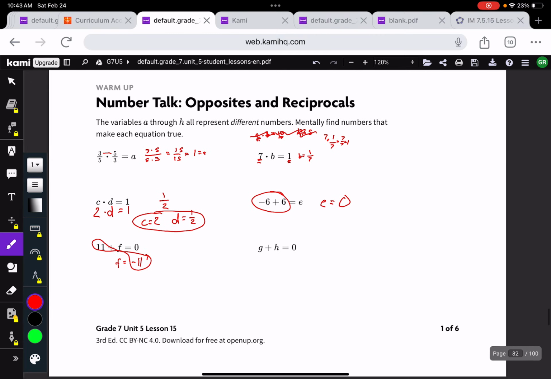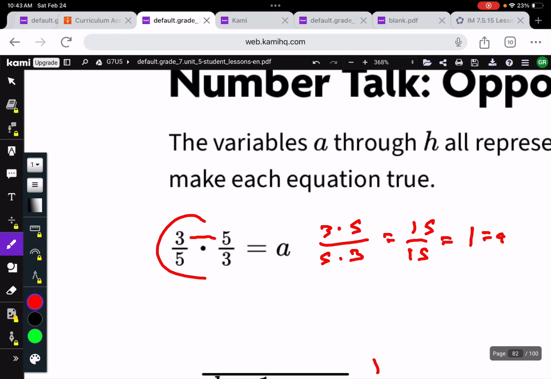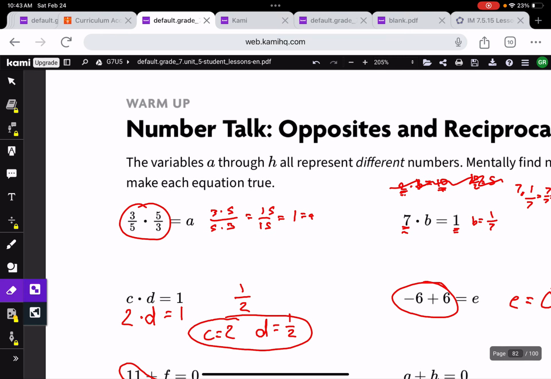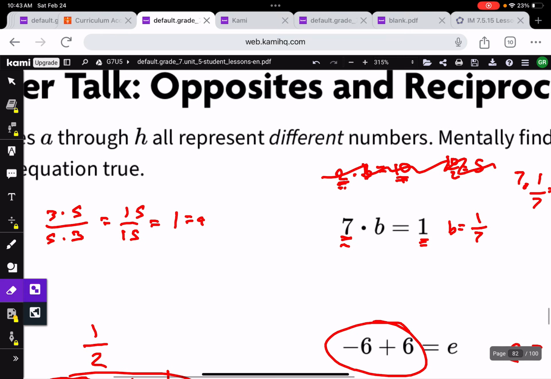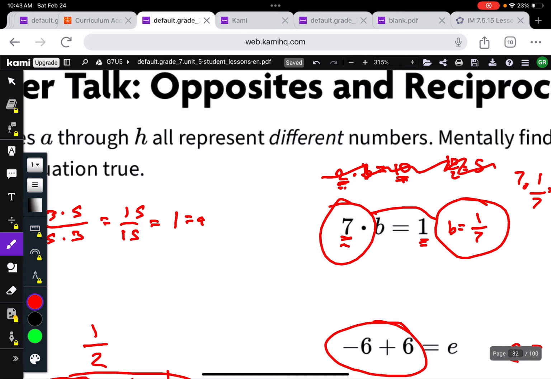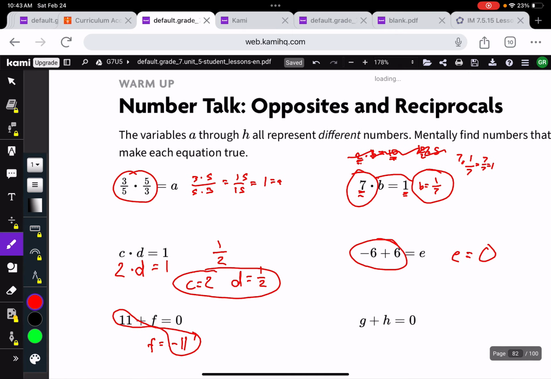But long story short, these are called multiplicative inverses. If you multiply them together, the product is 1. These two, 1/7 and 7, those are multiplicative inverses. They multiply together to get 1. 2 and a half are multiplicative inverses. You multiply those together, you get 1.